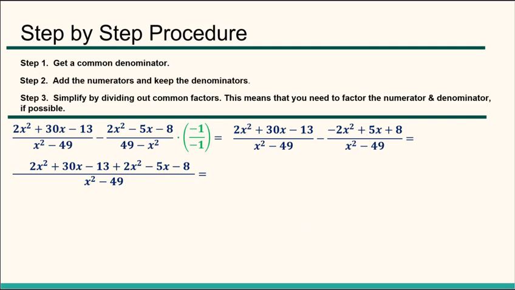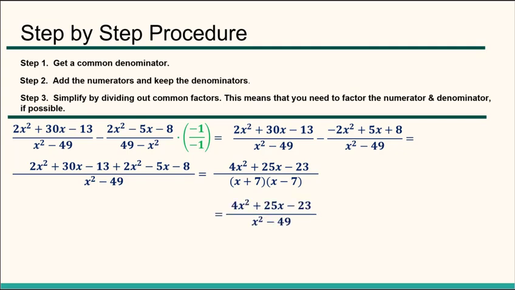Now let's collect some like terms. I went ahead and factored that denominator in case I had something that might factor. I don't know if I will or not. I'll add that 2x squared and that 2x squared. That's 4x squared plus 25x minus 23. You know what? This doesn't factor. It's just done like that. All right, either one of those two answers would have worked, either that one or this one.